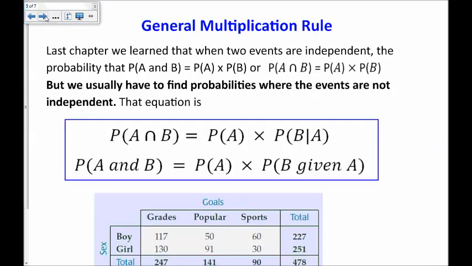Okay, the general multiplication rule. Last chapter, we learned that when two events are independent, the probability that A and B occurred is the probability of A times the probability of B, or A intersect B is equal to the probability of A times the probability of B. But we usually have to find probabilities where the events are not independent. Okay, and that also uses conditional probability. And here's the formula. The probability of A intersect B is equal to the probability of A times the probability of B given that A has occurred.